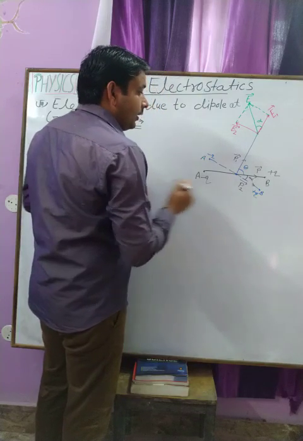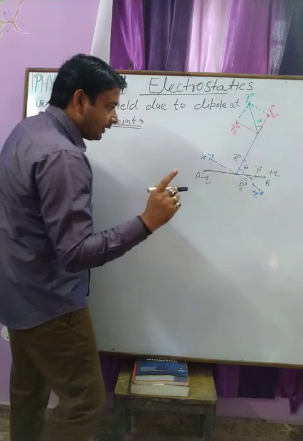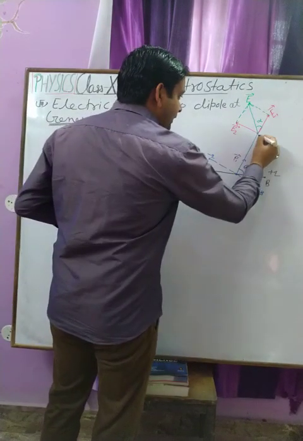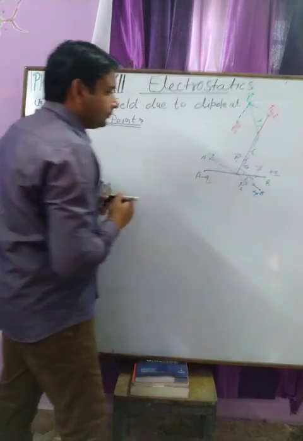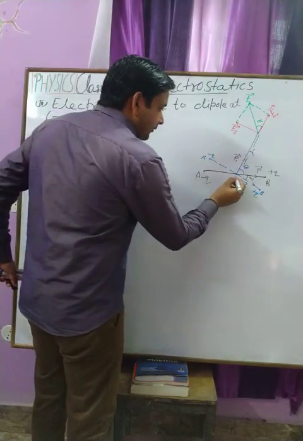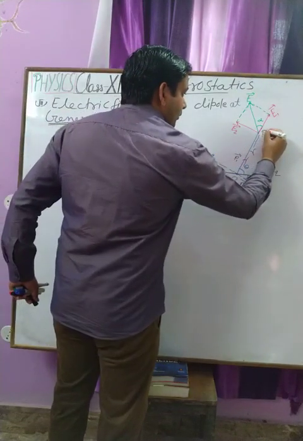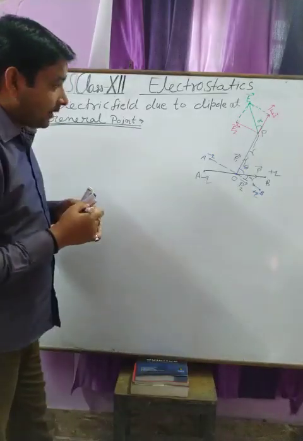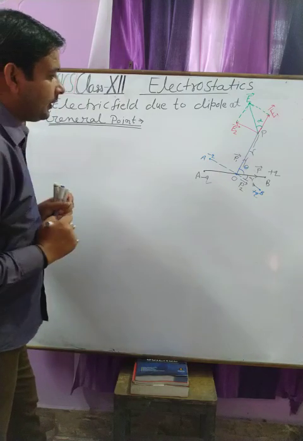And the point where we need to calculate or determine the value of the electric field is r meter distance from the center of the dipole O. So the point, OP is r meter distance, where we need to determine the value of the electric field due to the dipole.